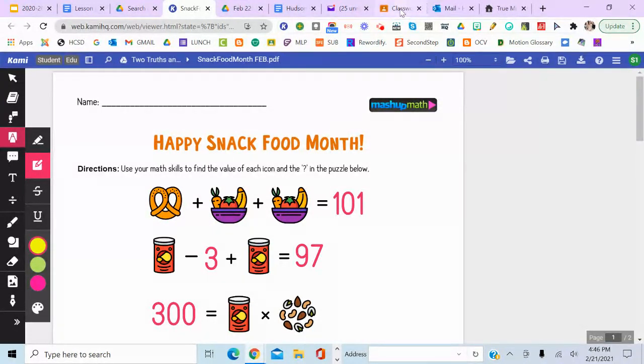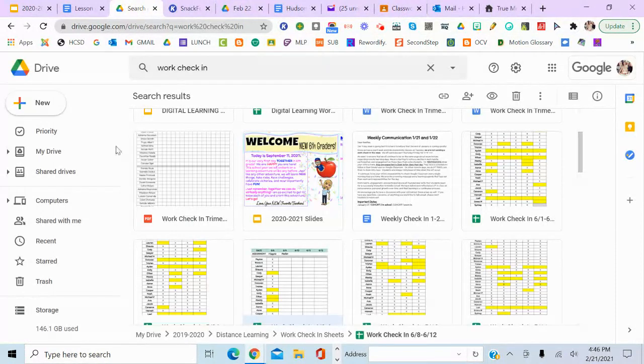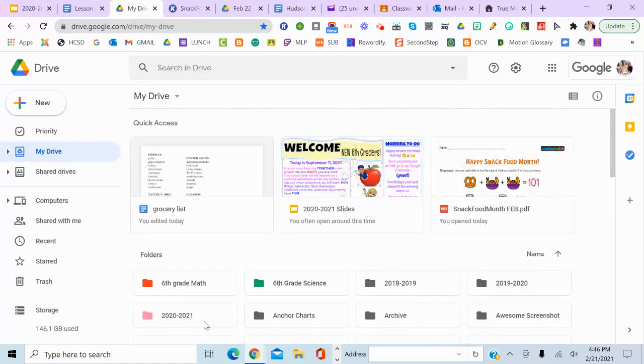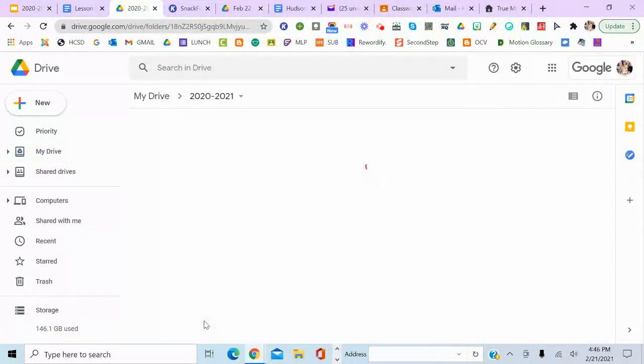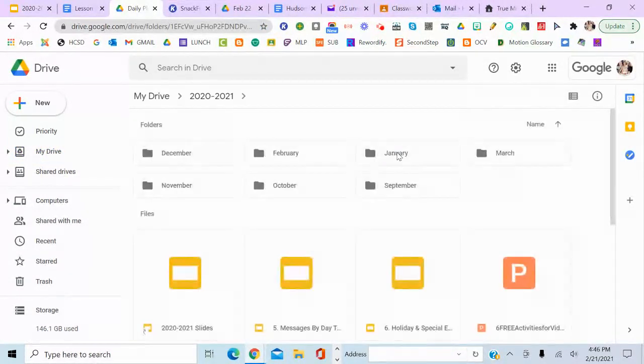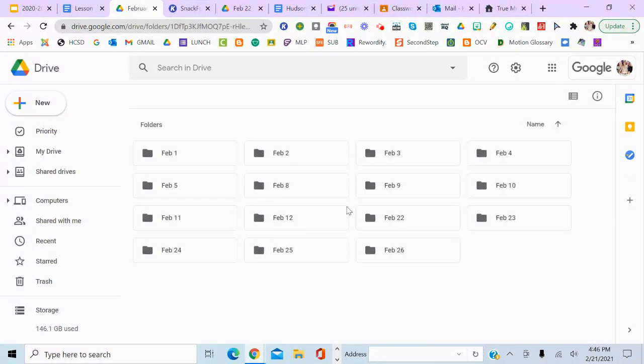I'm going to actually pull them up here. Hold on, let me get to them here. So I just want to go over the directions for them. And then I'm going to walk you through an order of operations one because those seem to be the trickier ones.